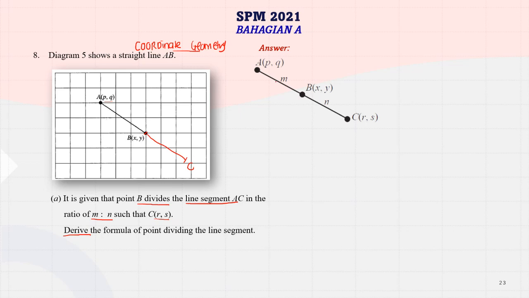Oh, A, B, B to C in the ratio of M to N. Kan macam ni kan? Lebih kurang. So kita nak derive the formula menggunakan ratio untuk X dan juga Y. Okay, mula-mula kita akan buat macam kind of triangle movement juga kat sini, right?